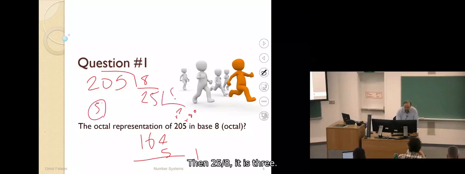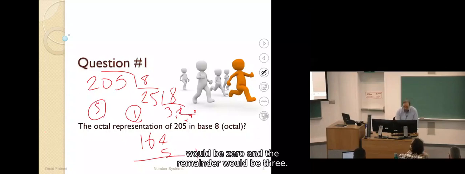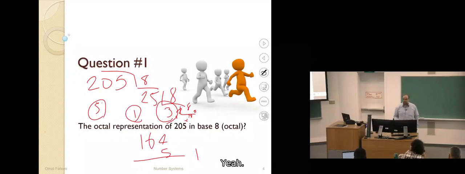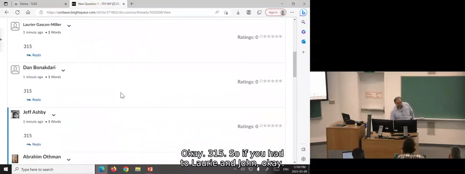Then 25 divided by 8, it is 3. So the remainder would be 1. And 3 divided by 8 would be 0, and the remainder would be 3. So the answer would be 315. So what did you write? Okay, 315. So we had two, Laurier and Dan.